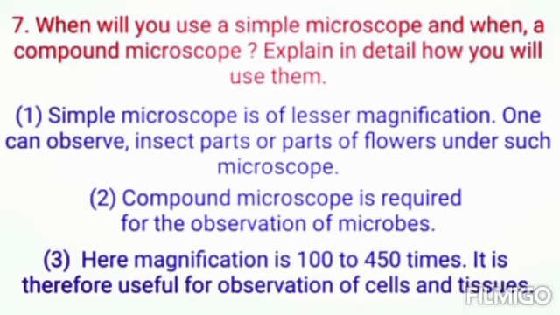First, a simple microscope is of lesser magnification. One can observe insect parts or parts of flowers under such microscopes. Second, a compound microscope is required for the observation of microbes. Third, here magnification is 200 to 450 times. It is therefore useful for observation of cells and tissues.